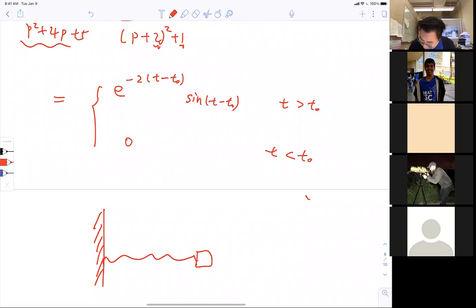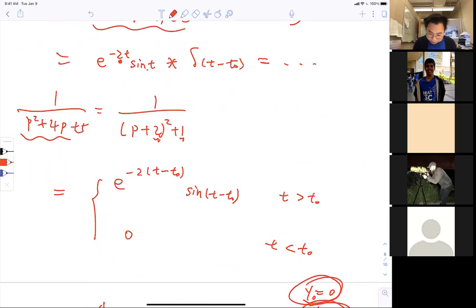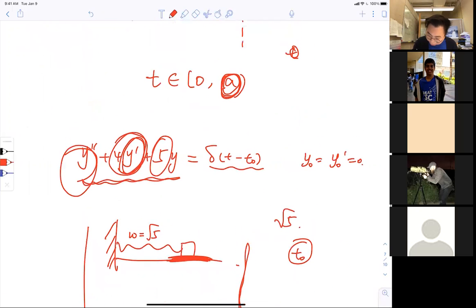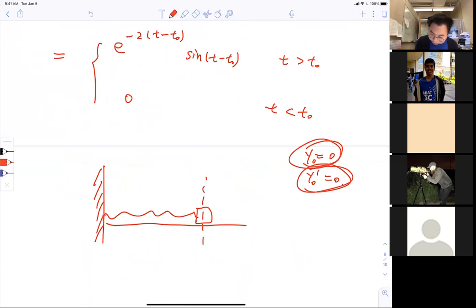our initial condition is y naught equal to 0, y naught prime equal to 0, meaning that the object is in equilibrium. Like the displacement is 0 and there's no velocity. Of course, when t is smaller than t naught, this delta function is 0, meaning that there's no driving force. So the object will stay there.